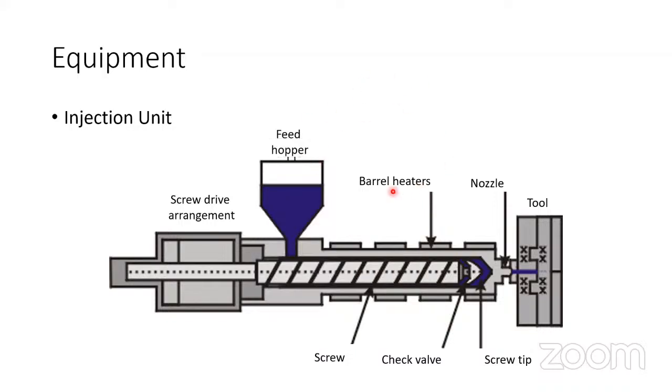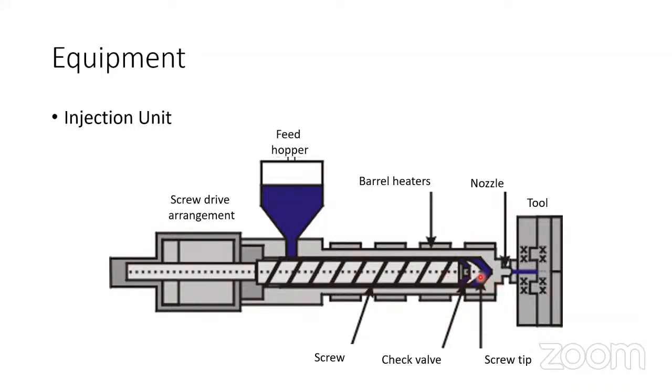See here, friend, the nozzle is here. Barrel heaters are here, 1, 2, 3, 4, 5, depends upon the length of the barrel. There is a screw, which has a thread. That means the flights are present there. Flights or thread, both are the same.